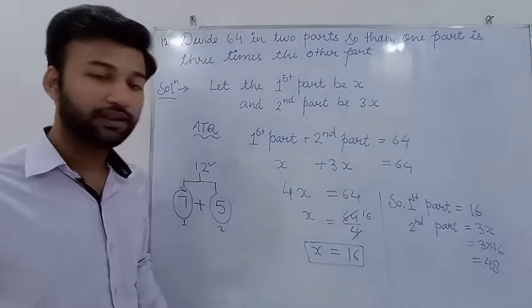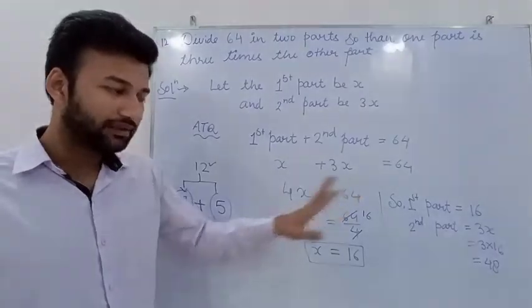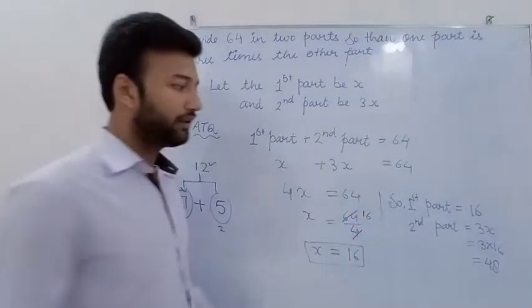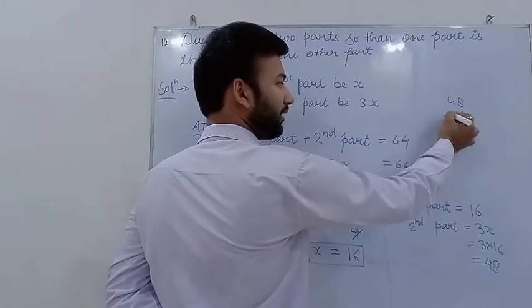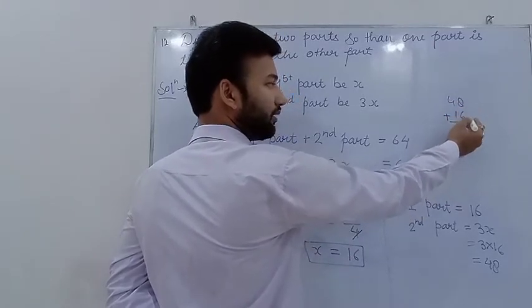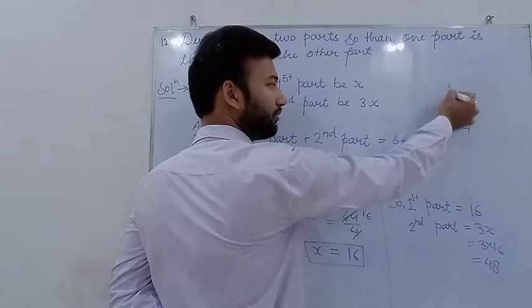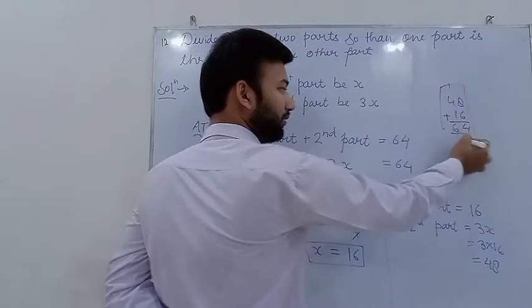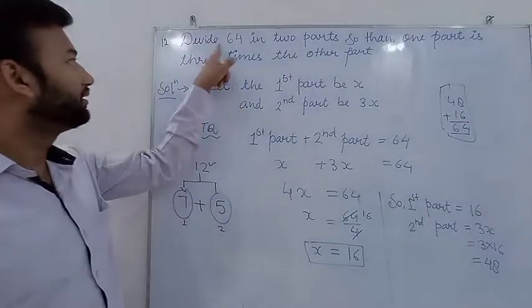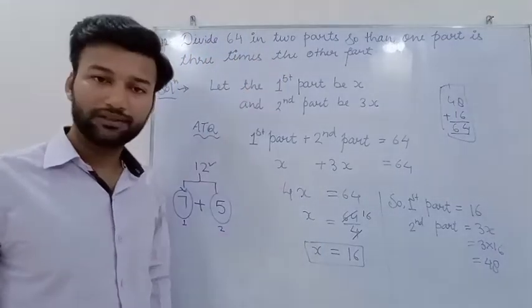This is the answer. If you want to check whether your answer is correct or incorrect, then you can add it. 48 plus 16. So after addition, what is the sum? 6 and 8, 14, carry 1, 4 and 1 is 5, and 1 is 6, so 64. So see, 64. This is 64. It means our answer is correct. Clear?